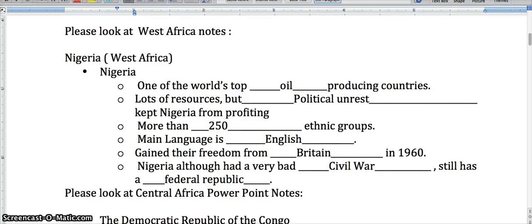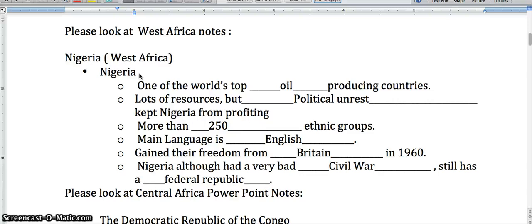The first topic that we studied on the study guide was the last topic we covered in the unit. It should be fresh in your mind. The main area was West Africa, and we focused on Nigeria. Nigeria, we stressed, was one of the top oil-producing countries.